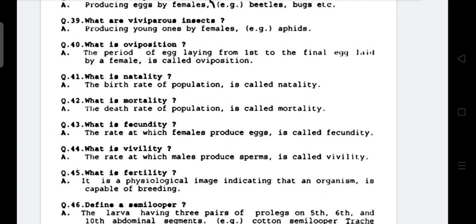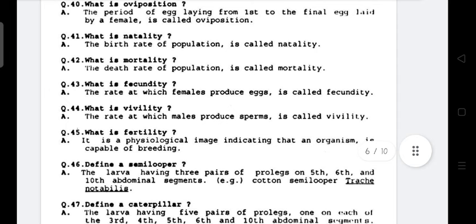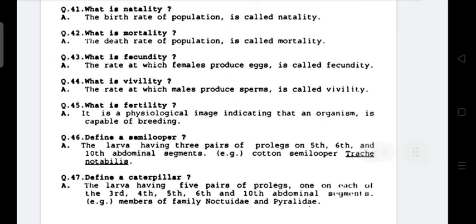What is oviposition? The period of egg laying from the first to the final egg laid by a female is called oviposition. So the total period from start to end of egg laying is known as oviposition. What is natality? Natality is related to birth rate. Mortality is related to death rate. Fecundity: the rate at which females produce eggs is called fecundity. What is virility? The rate at which males produce sperm is called virility. So fecundity is related to females and virility is related to males.